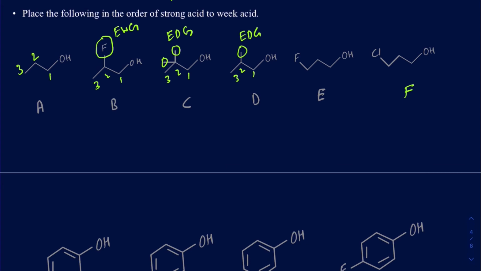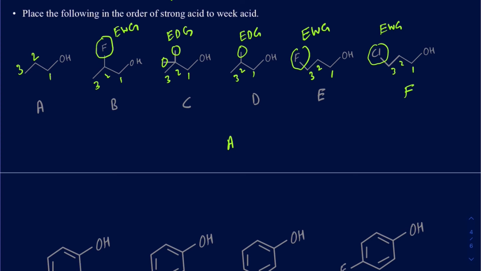And then when I'm looking at E, 1, 2, 3, I got an electron withdrawing group. But when I look at the example of B, the electron withdrawing group is closer in case of B than in case of E. So that's something you want to keep in mind. And then this F, I can say 1, 2, 3. Again, I got an electron withdrawing group, but this electron withdrawing group is not as strong as fluorine, something to keep in mind.